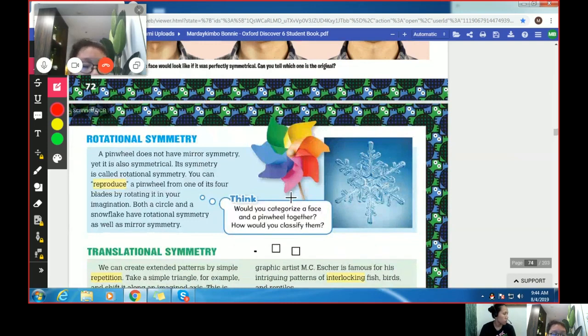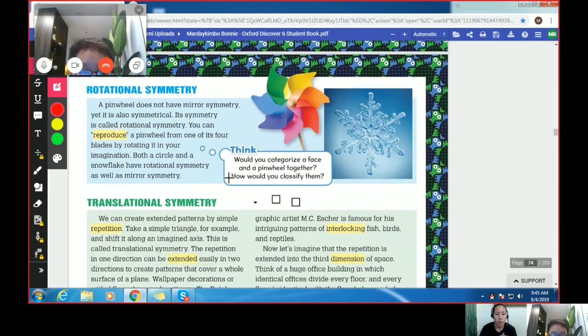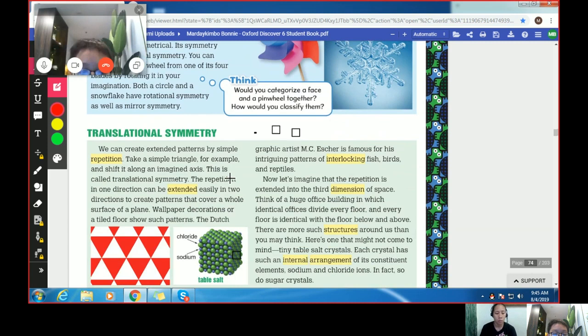Rotational symmetry. A pinwheel does not have mirror symmetry, yet it is also symmetrical. Its symmetry is called rotational symmetry. You can reproduce a pinwheel from one of its four blades by rotating it in your imagination. Both a circle and a snowflake have rotational symmetry as well as mirror symmetry. Very good.